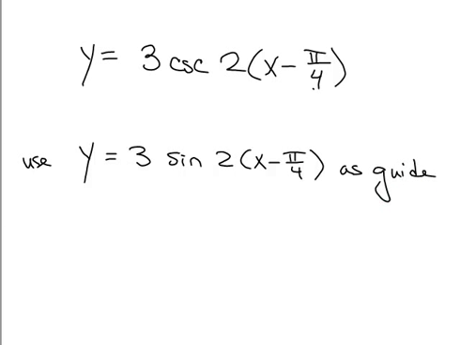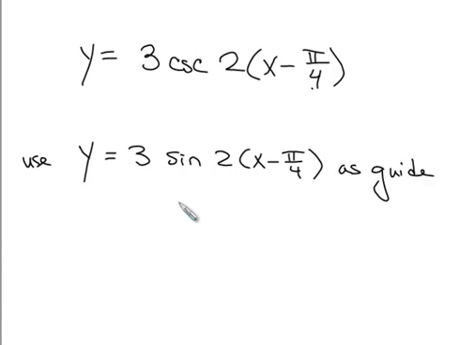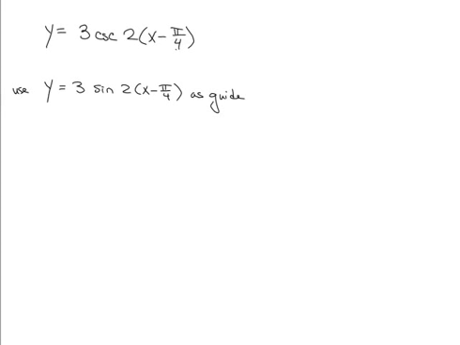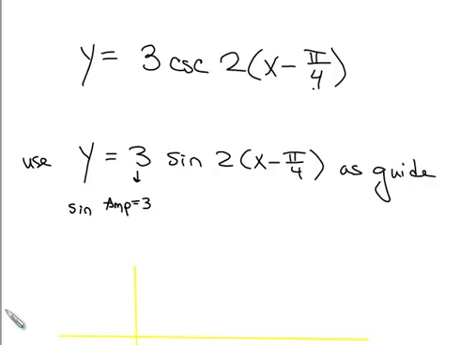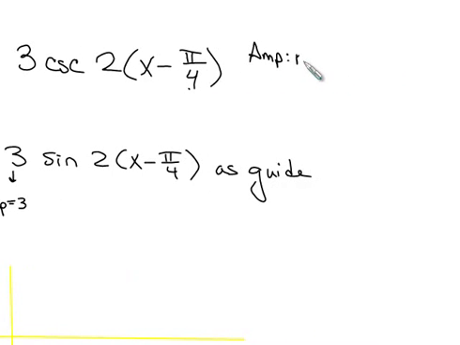We're going to graph that, and then we're going to use that to put in our asymptotes and draw our cosecant curve. So let's get this going. We have this. Notice that we have some transformations. Here our amplitude is equal to 3. Now this is our sine amplitude, not our cosecant amplitude. The cosecant amplitude is again none.